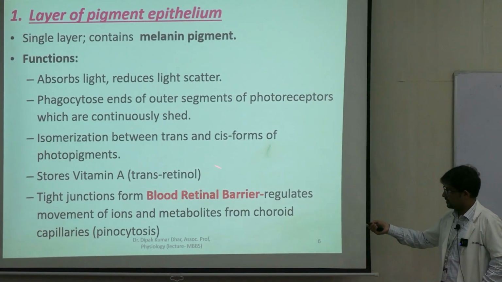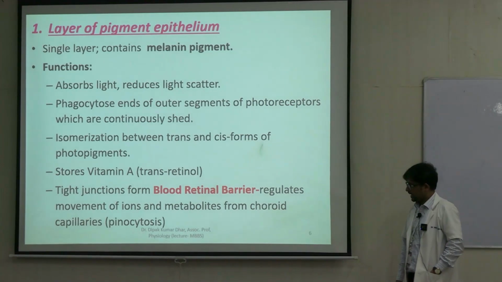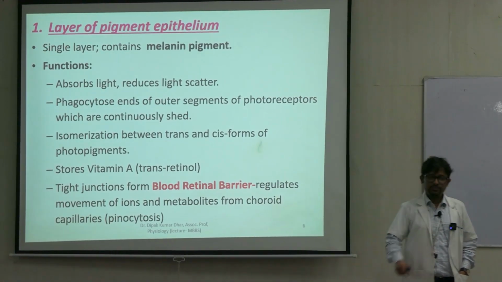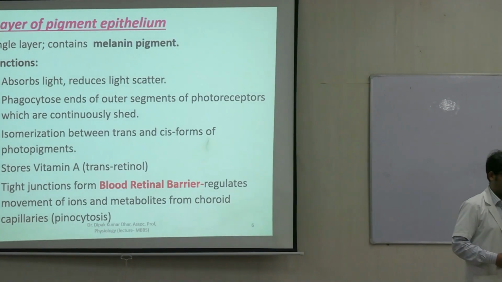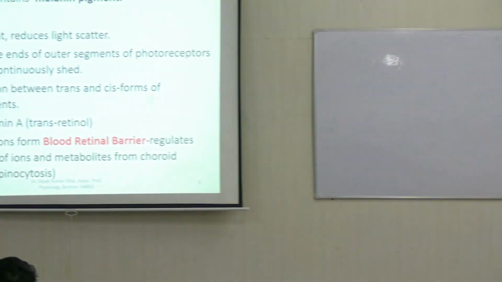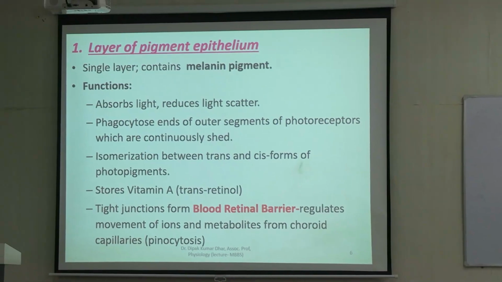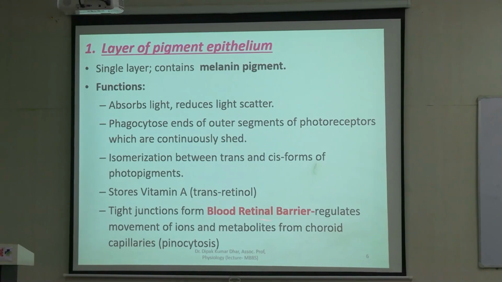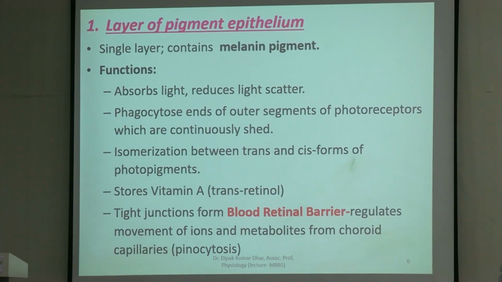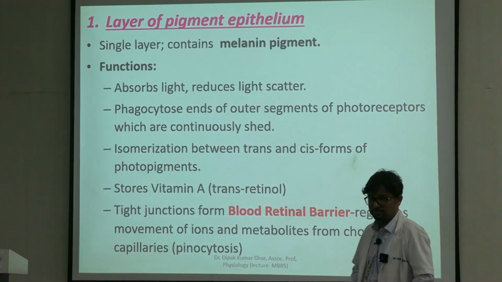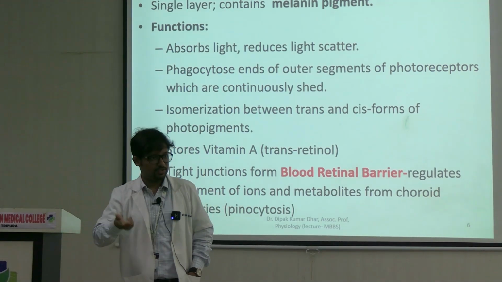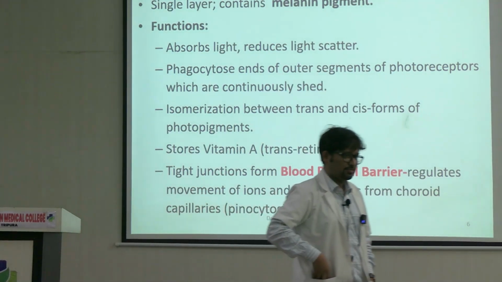In the form of trans retinol. And it forms tight junctions, the blood retinal barrier, very much like the blood brain barrier, preventing toxic metabolites and chemicals from coming in contact with the neural tissue. It also regulates movement of ions and metabolites from the choroid capillaries by a process of pinocytosis. What is pinocytosis? The first unit. Phagocytosis is cell eating, pinocytosis is cell drinking.